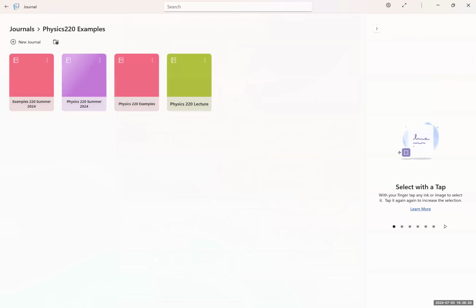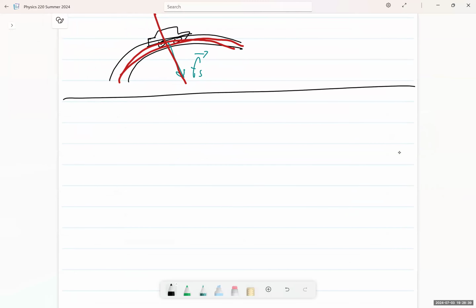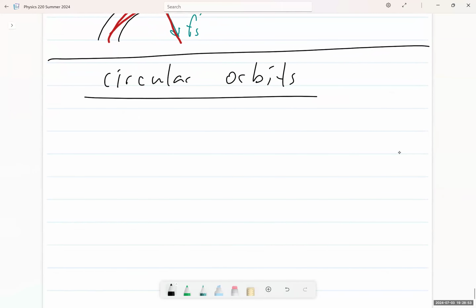All right, so the next thing we have here is circular orbits. So let's talk about that.